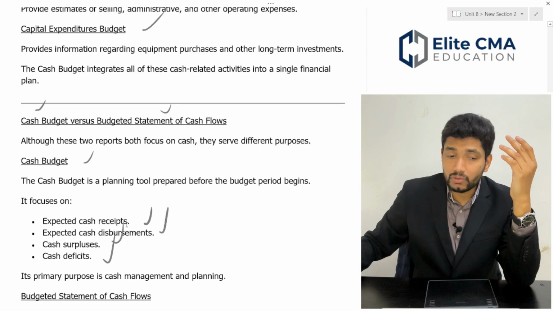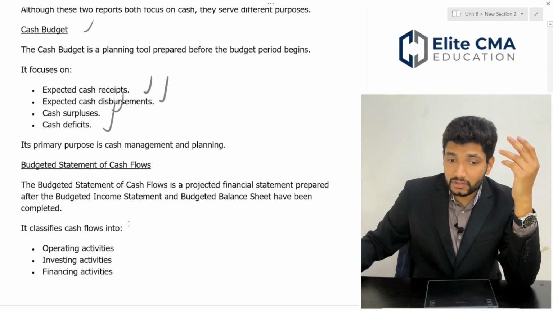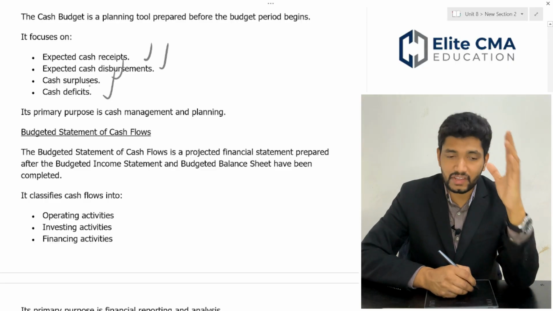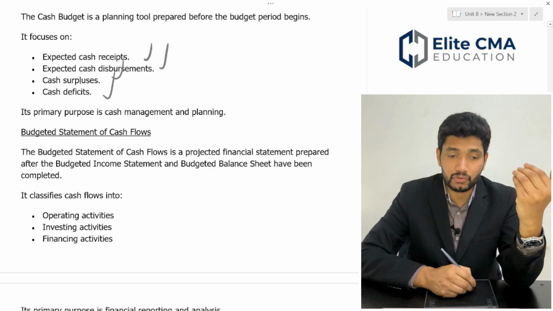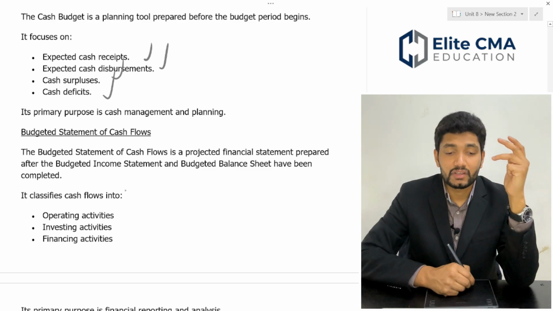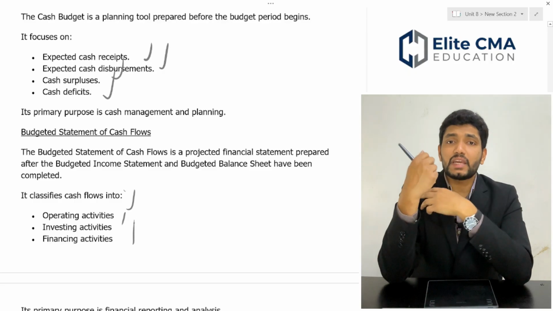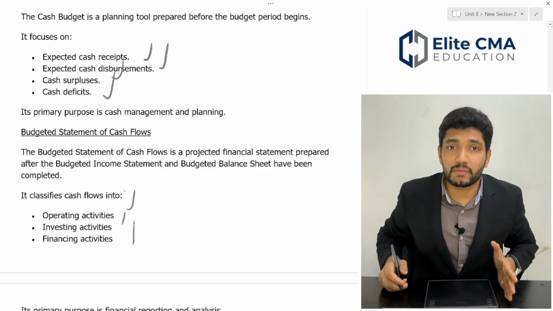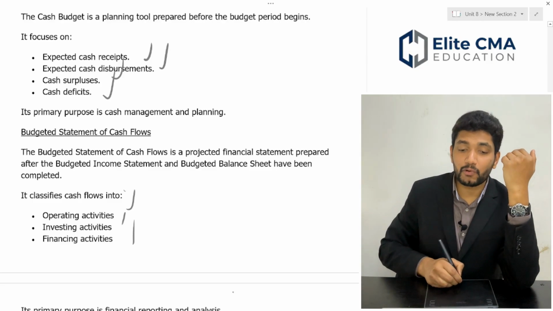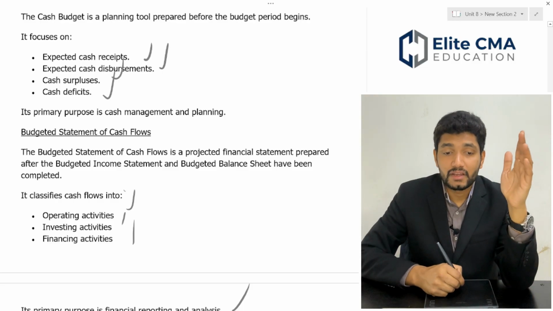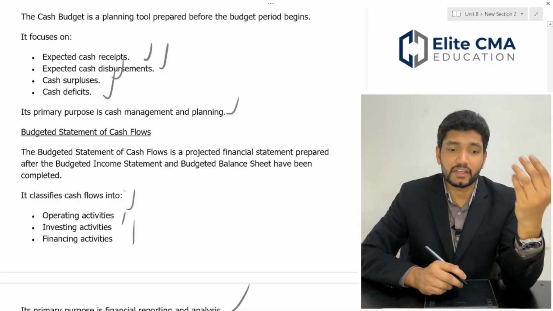But when it comes to the cash flow budget, it classifies overall business activities or cash flow activities into operating activities, investing activities and financing activities. The key purpose of the budgeted statement of cash flow is financial reporting and analysis, but the cash budget is mainly focused on cash management and cash planning.